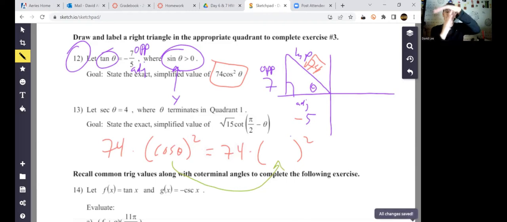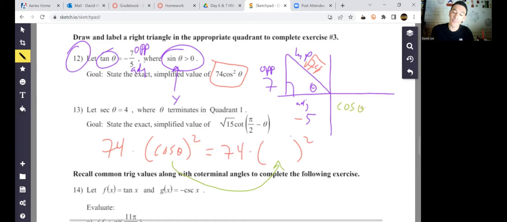So a quick timeout. Let's find the cosine of theta first, over here in green. Well, theta is right there in the little triangle. And cosine is SOHCAHTOA. Cosine is adjacent over hypotenuse. So my adjacent is negative 5, and my hypotenuse is the square root of 74. So this fraction, you copy and paste it in the parentheses.